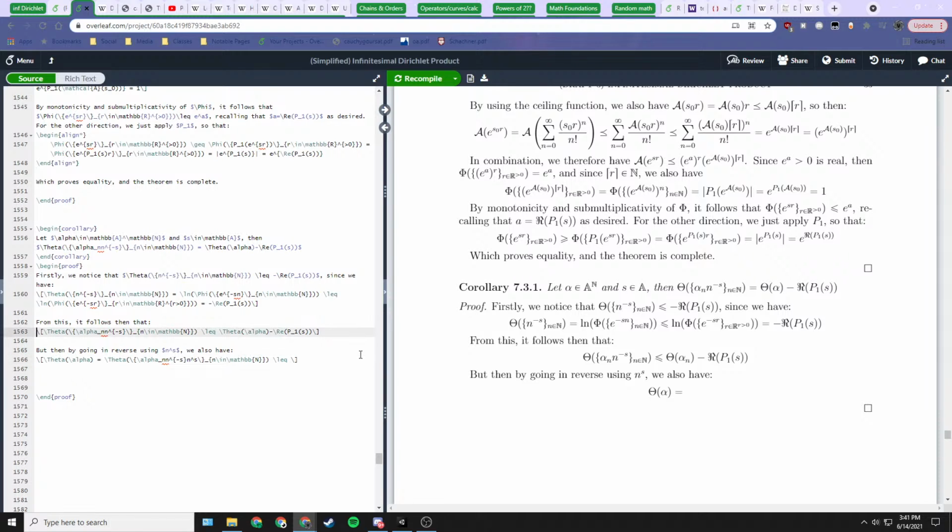This will be less than or equal to this whole thing plus the real part of P1 of S, then this implies that we have this is less than or equal to that, which is less than or equal to this thing plus this thing minus real part of P1 S, and these cancel out. And we're done.